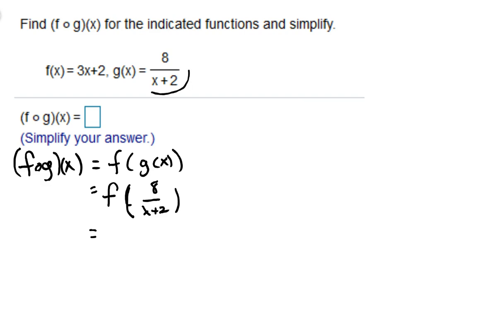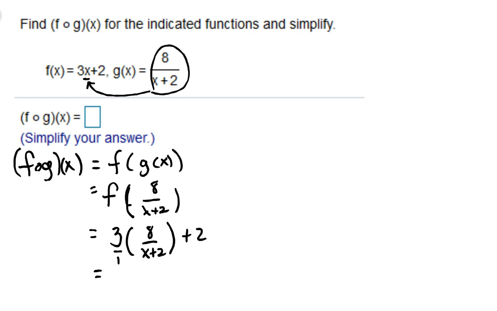Everywhere I see an x, I'm going to replace that x with 8 over x plus 2. So that's 3 times 8 over x plus 2 plus 2. I can simplify this by multiplying. The 3 is the same thing as 3 over 1, and that would give me 24 over x plus 2 plus 2.